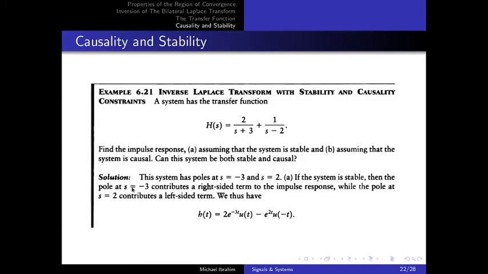So in this example, we need to find the impulse response and decide if this system is causal or stable or not. So H of s is equal to 2 over s plus 3 plus 1 over s minus 2. We need to find the impulse response in two situations: A, assuming the system is stable, and B, assuming the system is causal. And we are being asked, can this system be both causal and stable at the same time? So let's move to our whiteboard and try to solve this important example.